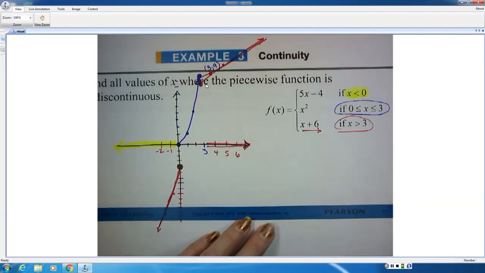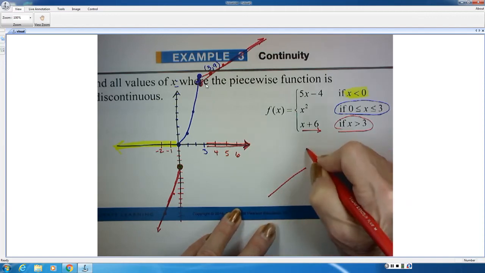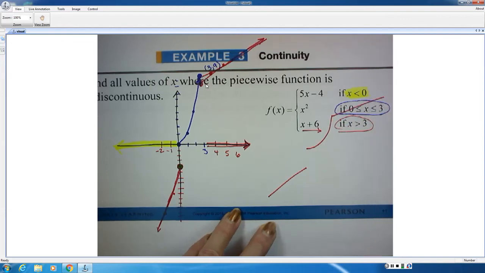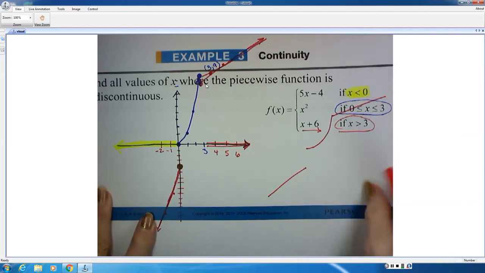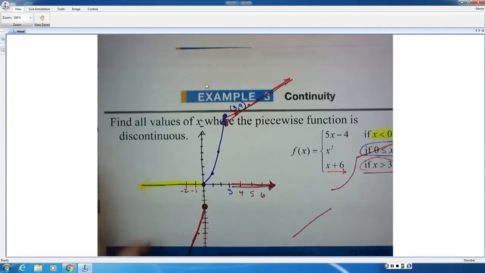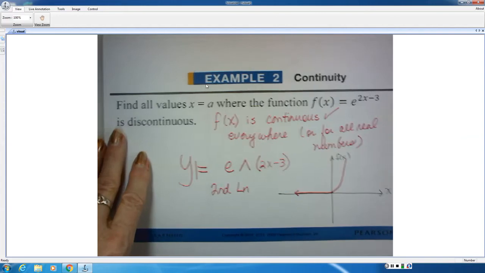So here's a little better sketch of what we've got. Less than 0, 0 to 3, more than 3. I'm confused at how you got that last one. Okay, let me see if I can do a better sketch for you. Why does it connect to 9?